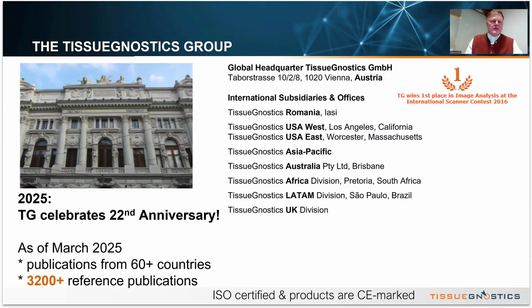Based on these grounds, Tissuegnostics has been founded in April 2003. So this year we celebrate our 22nd anniversary. Our corporate headquarters are in the city of Vienna in Austria, in Europe, but we have a global structure of offices and subsidiaries on all continents, including Tissuegnostics LATAM division, which is located in Sao Paulo.